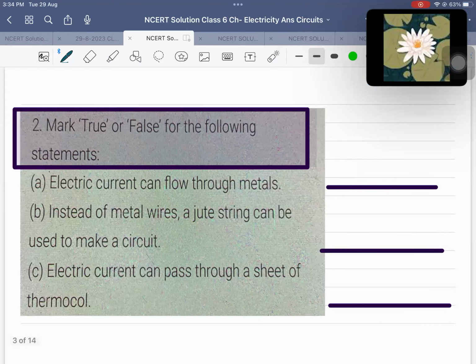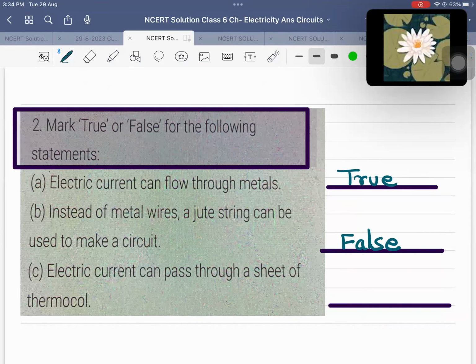Next question. Mark true or false for the following statements. A. Electric current can flow through metals. It is true. B. Instead of metal wires, a jute string can be used to make a circuit. This is a false statement. A jute string cannot be used.